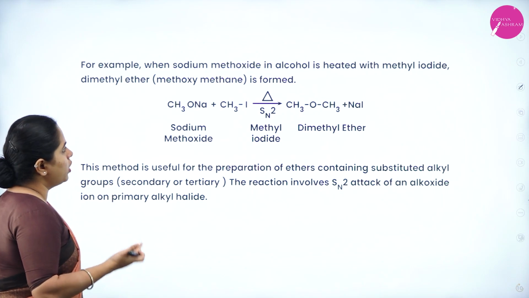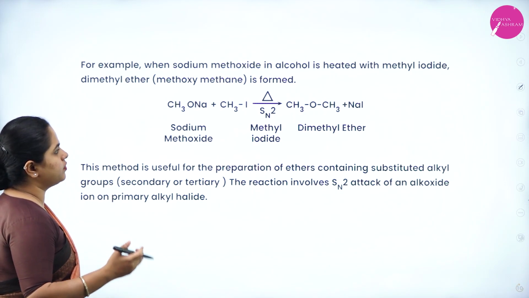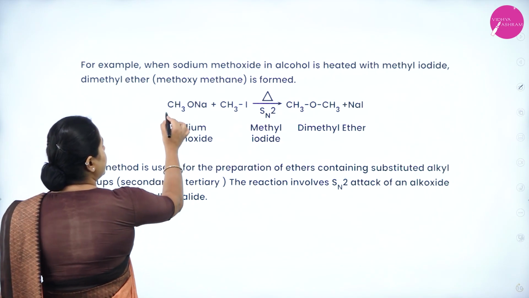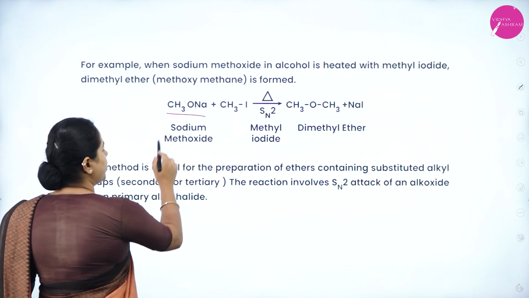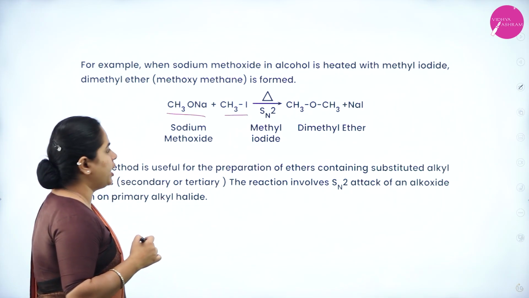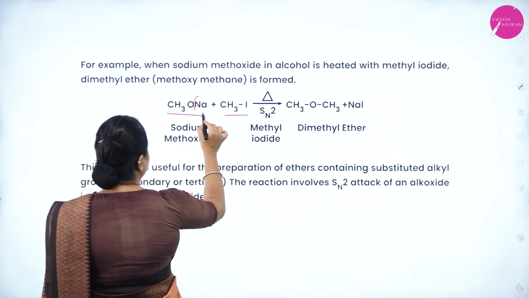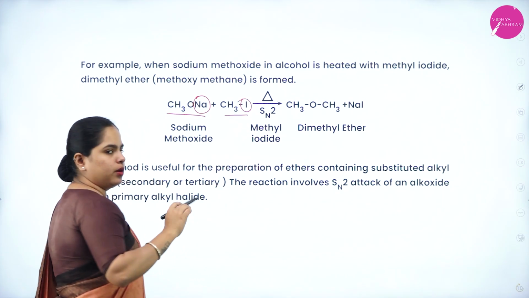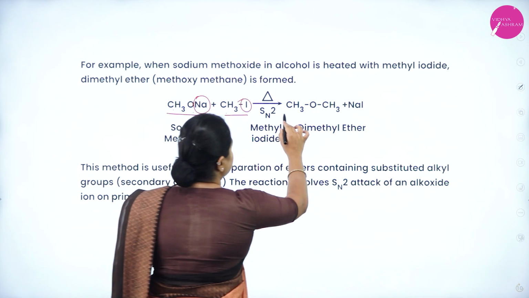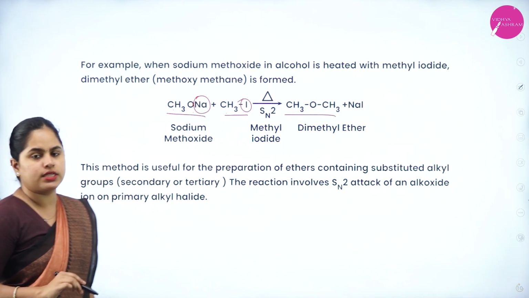Now, when sodium methoxide in alcohol is heated with methyl iodide, dimethyl ether is formed. Okay, so we are taking sodium methoxide CH3ONa and we are using methyl iodide CH3I. Again, what is going to happen? Sodium and iodide will be removed as sodium iodide. So you will have CH3OCH3, that is dimethyl ether or methoxymethane.